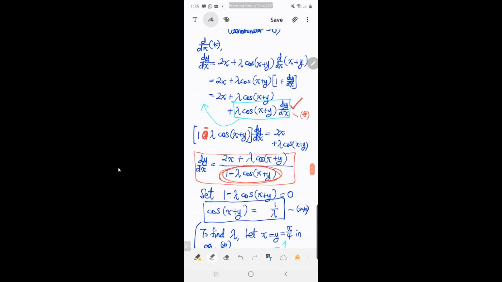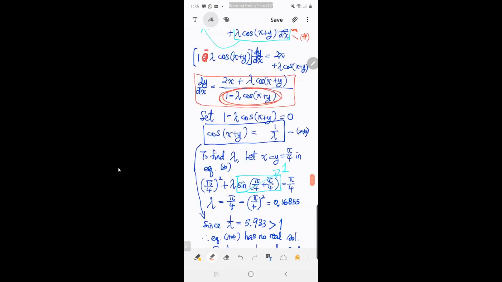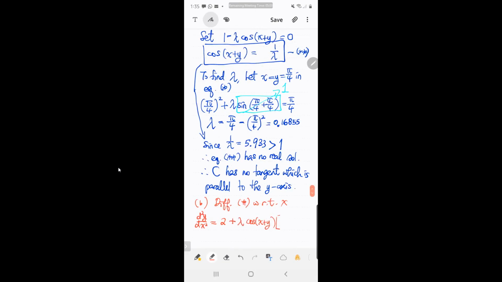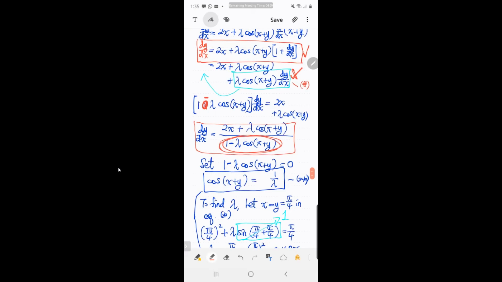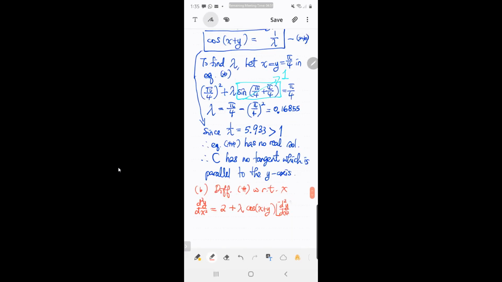lambda cos x plus y. I think you use this form, dy dx, this form is better. So lambda cos x plus y means you copy lambda cos x plus y first. Then you differentiate whatever is inside the square bracket. So you differentiate 1, you get 0. Differentiate dy dx, you get d2y dx2. Then after that, you copy the 1 plus dy dx.